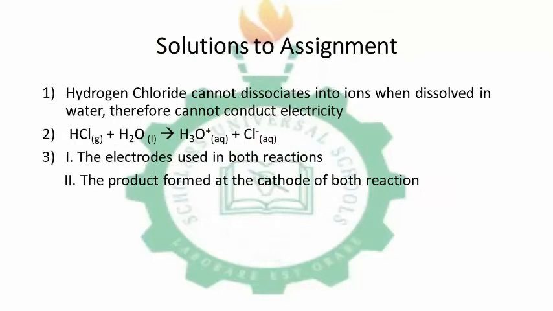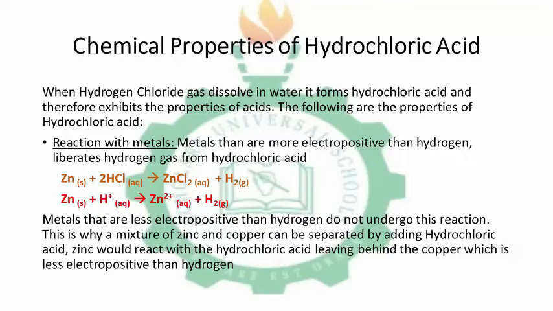Now, in our lecture today, we're going to be discussing the chemical property of hydrogen chloride when dissolved in water to form hydrochloric acid. That means we're just going to be discussing the chemical property of hydrochloric acid. The first one we're going to be talking about is reaction with metal. Metals that are more electropositive than hydrogen will liberate hydrogen gas when they react with hydrochloric acid.